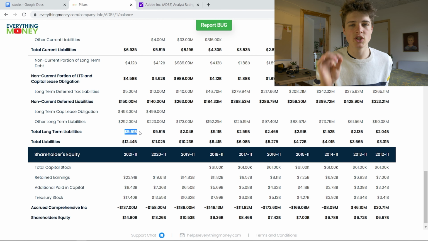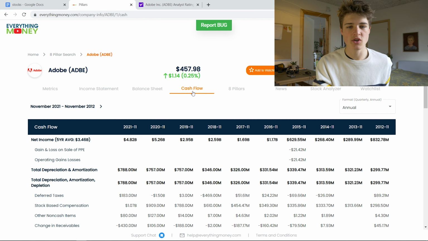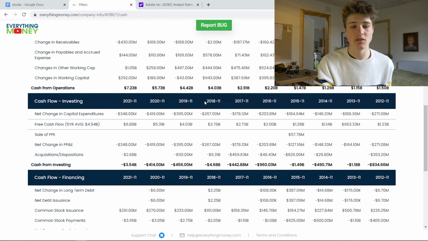But that is not something that we really normally see in a company. So they have a good financial position, this company.